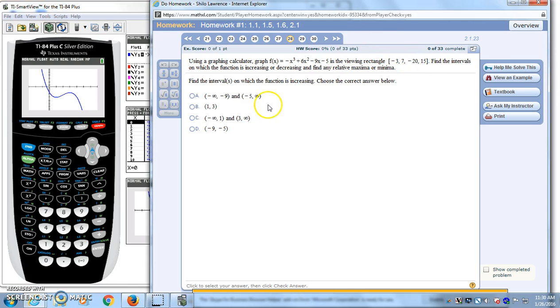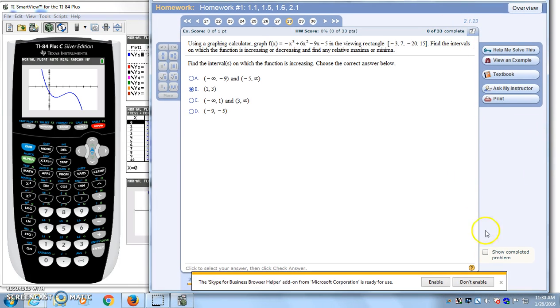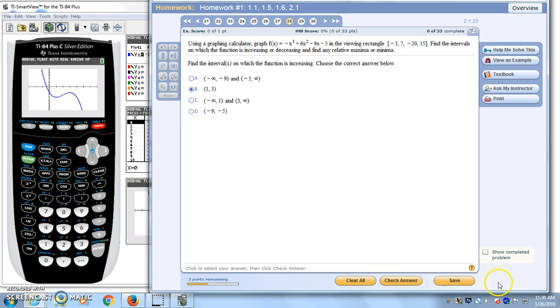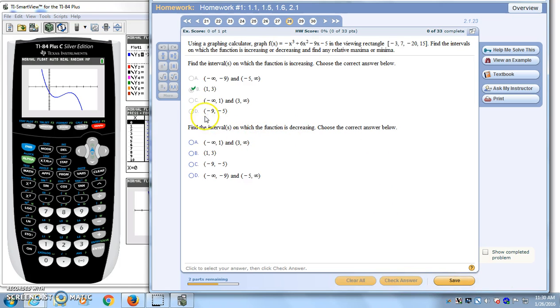Another question that's being asked here, let me answer these questions. So the interval where it's increasing was from 1 to 3. Oops, sorry, let me answer this. 1 to 3, awesome. And decreasing was negative infinity to 1 and 3 to infinity.